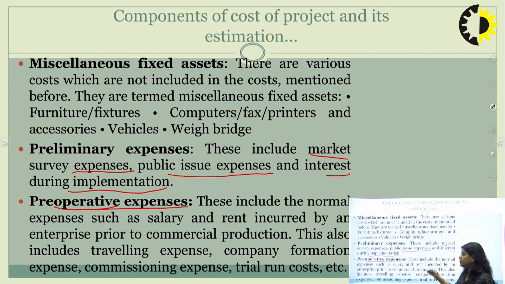So these include normal expenses such as salary and rent incurred by an enterprise prior to commercial production. This also includes traveling expenses, company formation expenses, commissioning expenses, trial run costs, etc. So a number of pre-operative expenses are involved. You can say that these are recurring expenses also, like salary you need to pay every month, rent you need to pay every month, but you can consider them as pre-operative expenses, meaning before the commercialization of the product you are incurring such expenses.